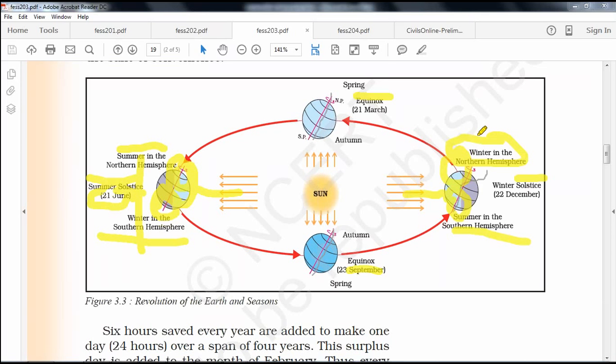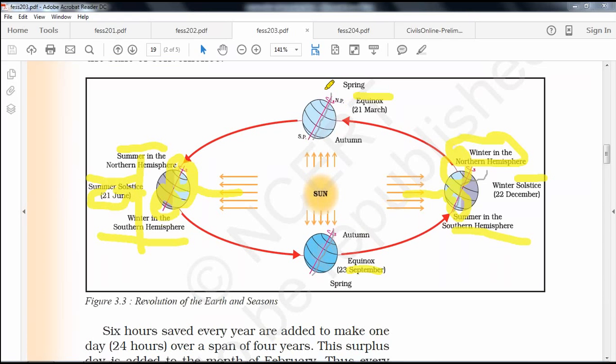Generally, in December it's winter in the northern hemisphere, so we see that Christmas is celebrated in full snow. But in the southern hemisphere, particularly in Australia, Christmas is celebrated in the middle of their summer. Their summer happens in December and January. Okay, this is about these two solstices.